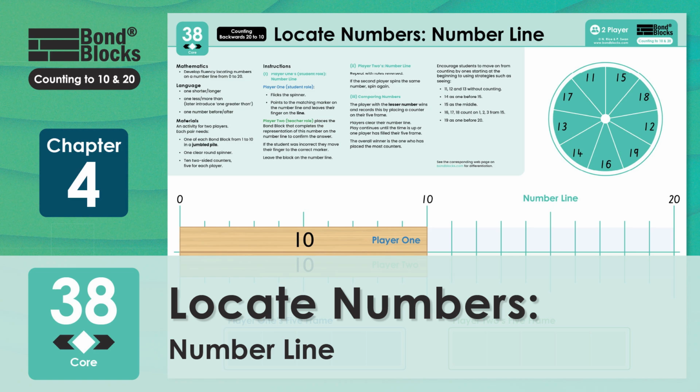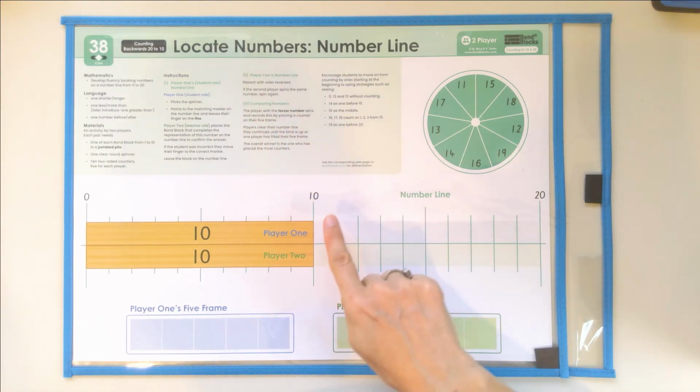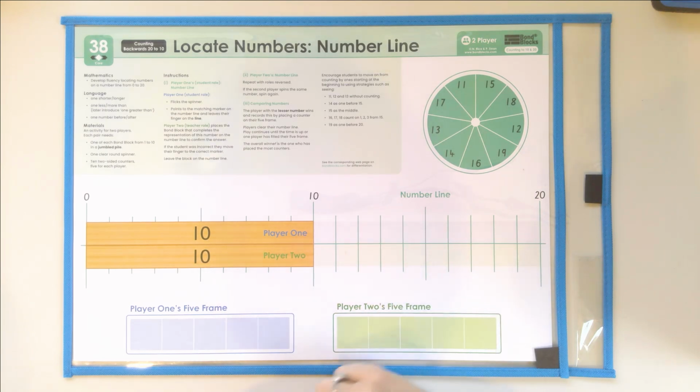Welcome to Activity 38. In this activity, we're going to be locating or finding numbers on the number line without counting as much as we can. We're going to try to find them by seeing. I've got my friend Lily here. Do you want to say hi?